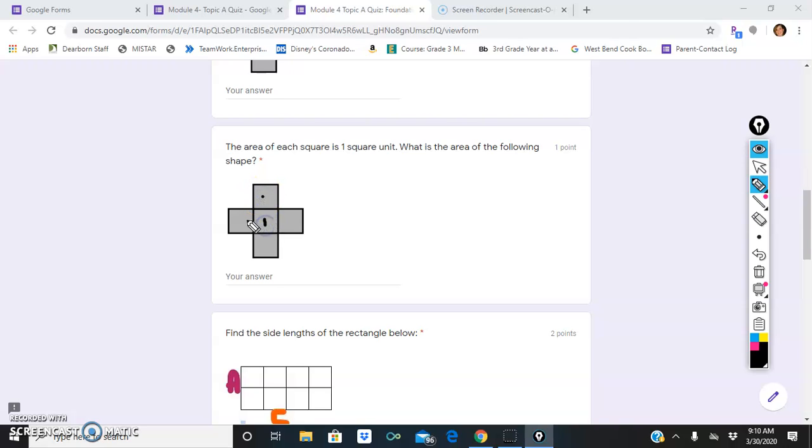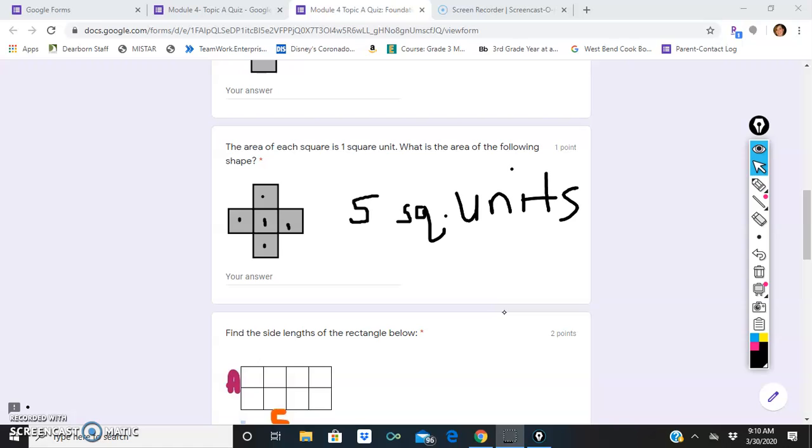1, 2, 3, 4, 5. So my answer is going to be 5 square units. Now, please excuse Miss Roby's handwriting. I'm doing this with a screenwriting app. It's a little hard at times. So 5 square units because we counted 5 squares inside the shape.